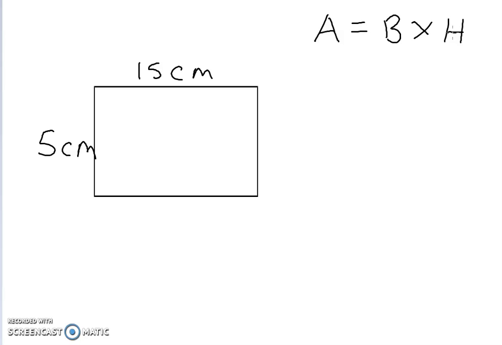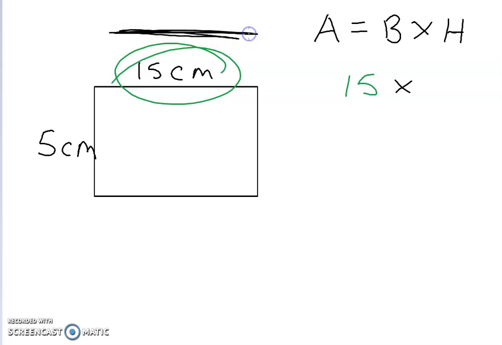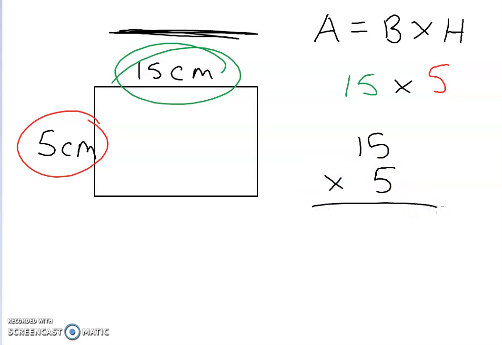So my base in this case is going to be the 15. You can really make either, but I like to make my base a horizontal side as opposed to a vertical. That's just my preference. So I have 15 times my height of 5. When you do this, hopefully this multiplication you have seen before. So let's go through it really quick.